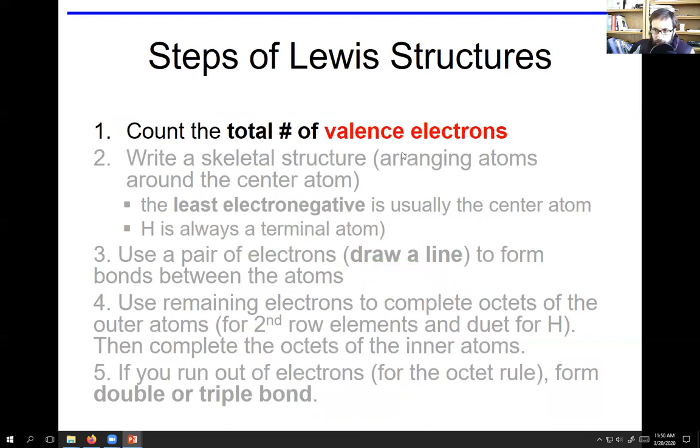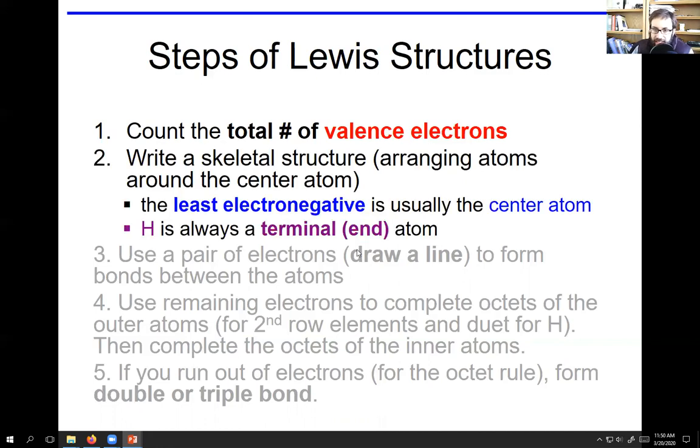We're going to count the total number of valence electrons to draw these structures. These are covalent compounds now, not ionic compounds, because for those you just form the ions and then you make ionic bonds. This is for covalent. We're going to have sharing of electrons. We're going to write a skeletal structure without any bonds. We're going to have a central atom, and we're going to arrange the atoms around the central atom. The least electronegative atom is going to be our center atom, at least most of the time. And hydrogen is always not going to be at the center.